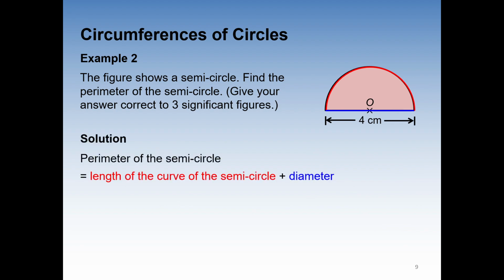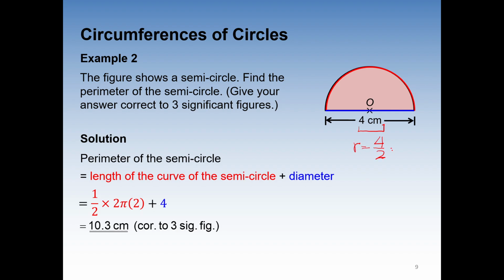So we can have our perimeter in 2 parts. The first part, since we know the diameter is 4, the radius is 4 divided by 2. That is 2, right? So that's why we have 2 pi times 2 divided by 2, since this is a semicircle, not the whole circle, plus the diameter 4. So using our calculator, you can find out the answer.